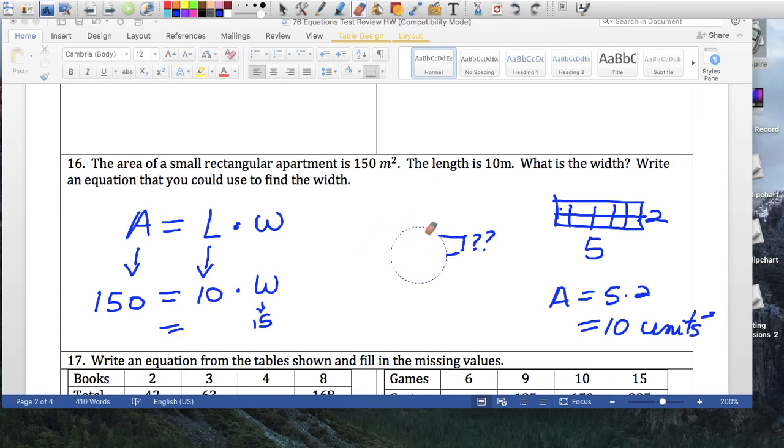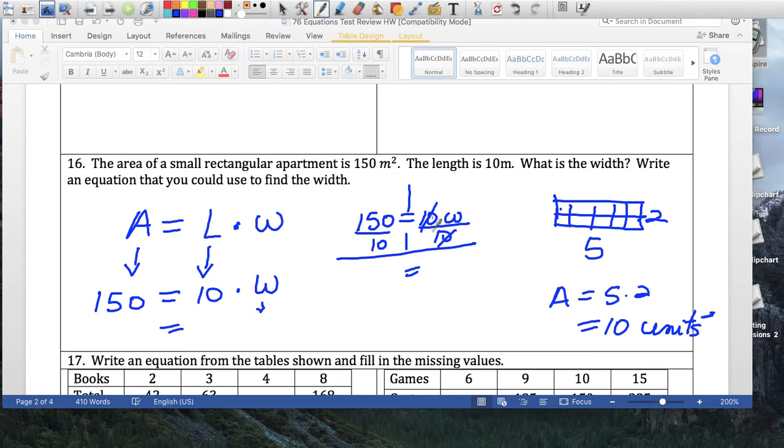Okay, and if you wrote the equation, which we did right here, now you have 150 equals 10W. Draw the line in the middle. We're going to divide this by 10, divide this by 10. Cross out the 10s, giving you 1W or just W. And 150 divided by 10 gives us 15. So the length of our width is 15, in this case, meters.